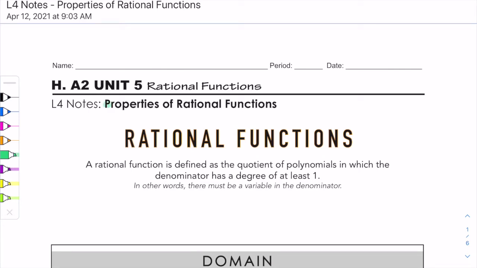Today's lesson is on properties of rational functions. And these properties are all of the properties and key parts you need to graph the function, which we will do next class. We're going to go through the domain, intercepts, and asymptotes.